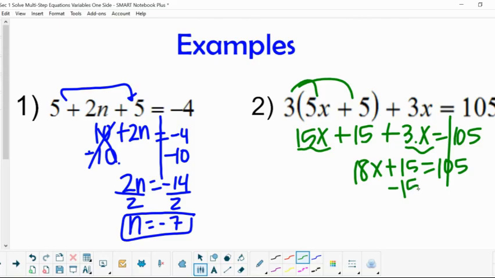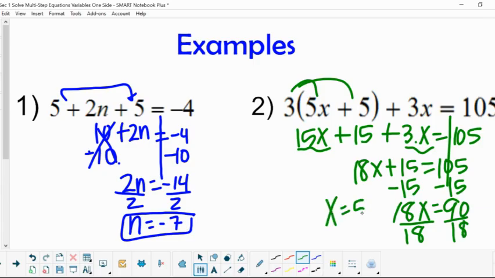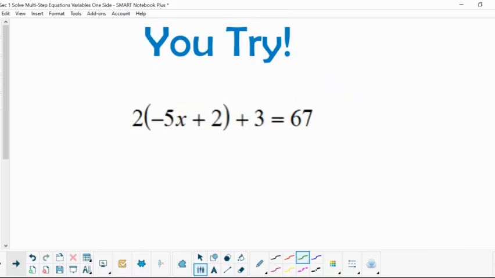Good, subtract 15. Just undo that, add by subtracting. Who's got that? 105 minus 15? 90. If I divide by 18, what are we getting? x is 5. So that one had everything we had to watch for. It had a distributing, it had a combining like terms, and then we had to undo the adding, undo the multiplying. Questions so far? Okay, I want you to try this one on your own.